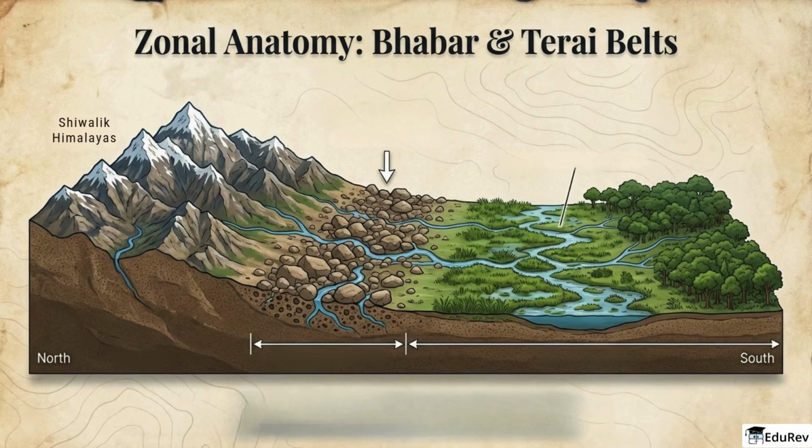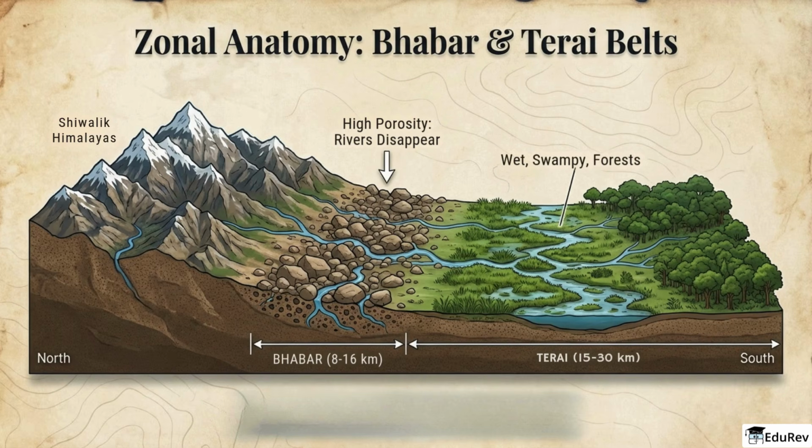Now that the formation is clear, we move to zonal anatomy, starting at the Himalayan foothill margin. These are the Bhabar and Terai belts from north to south. Bhabar is about 8 to 16 kilometers wide. It is coarse and highly porous, so rivers disappear here. South of it lies Terai, about 15 to 30 kilometers wide. It is wet, swampy, and forested because the water re-emerges and saturates the surface.